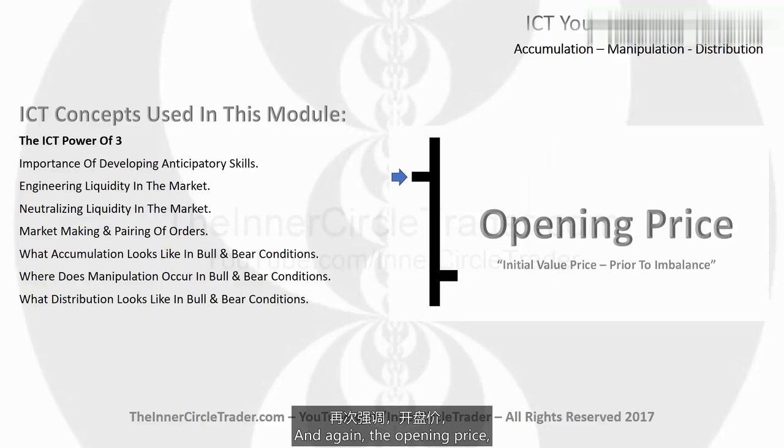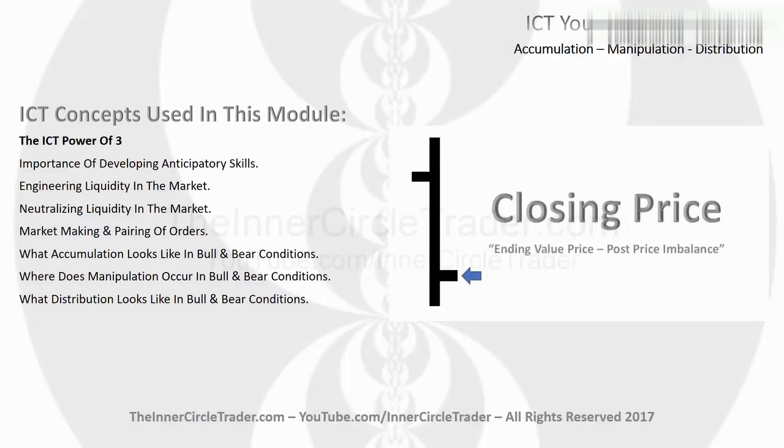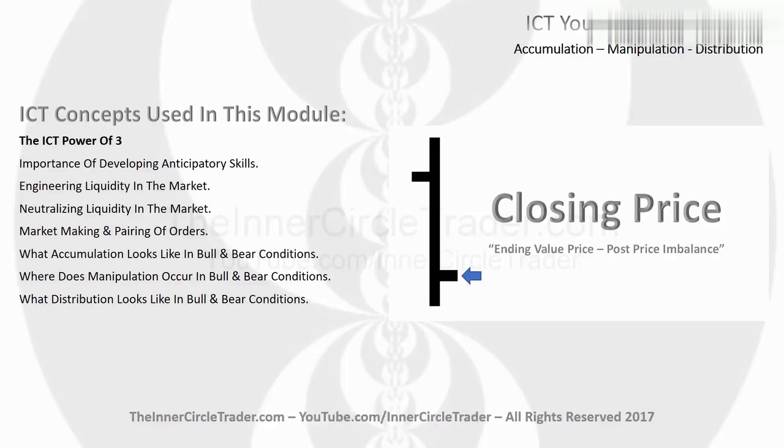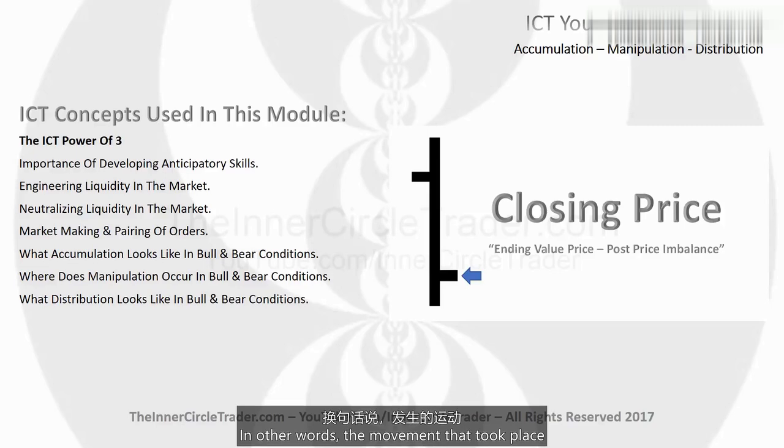And again, the opening price, much like we just said, but just for completeness sake, it is the initial value price prior to any imbalance. The closing price is the ending value price of that time interval that you're measuring. In other words, what time frame you're looking at. If this is daily, it's the ending value for the daily range post or after the price imbalance. In other words, the movement that took place between the open and where it's now closing.